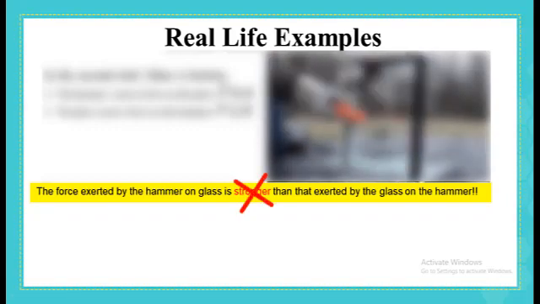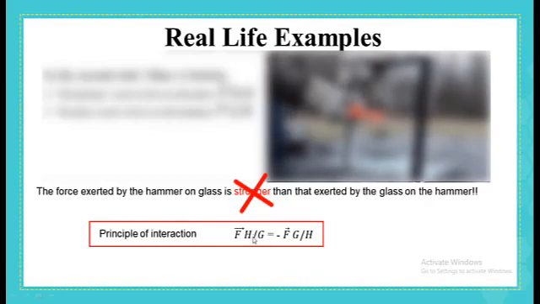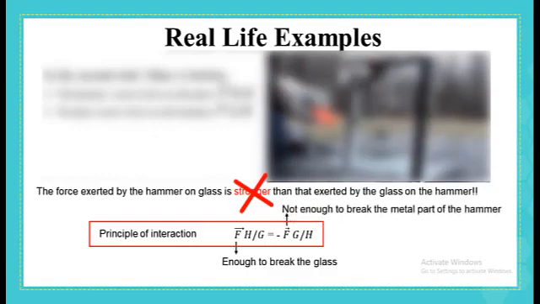No, it's wrong, because according to the principle of interaction, the forces of interaction have the same magnitude. So don't be tricked. We can explain the breaking of glass by the fact that the force exerted by the hammer on the glass was enough to break the glass. But the force exerted by the glass on the hammer, which is of the same magnitude, is not enough to break the metallic part of the hammer.